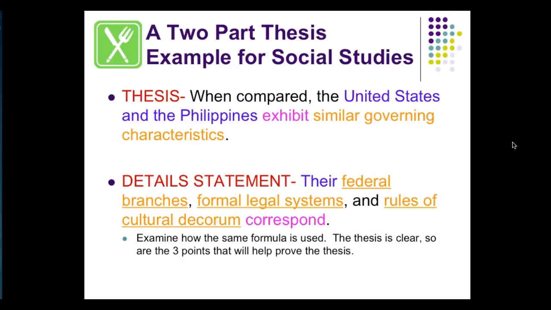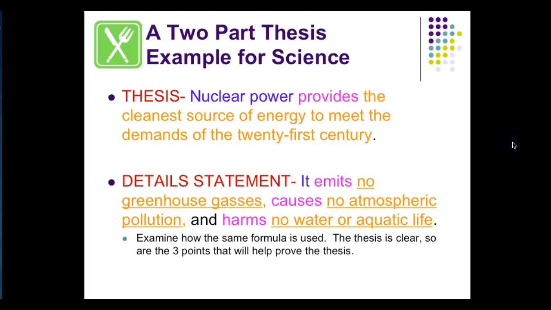So, your thesis would be, when compared, the United States and the Philippines exhibit similar governing characteristics. It would follow with a detail statement. Their federal branches, formal legal systems, and rules of cultural decorum correspond. So you're going to examine how the same formula is used. The thesis is clear, so are the 3 points that will help prove the thesis.